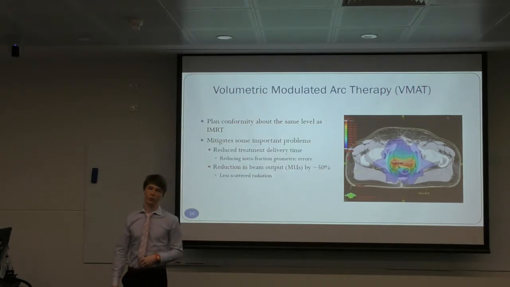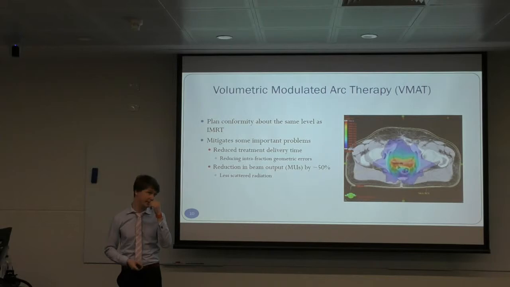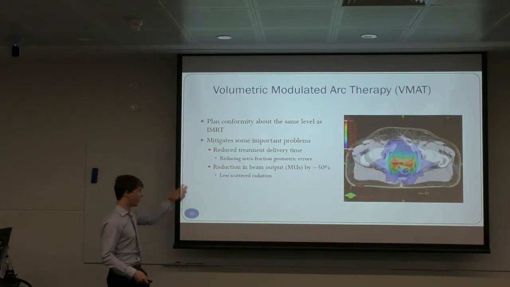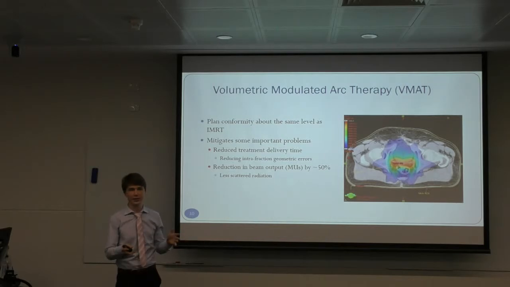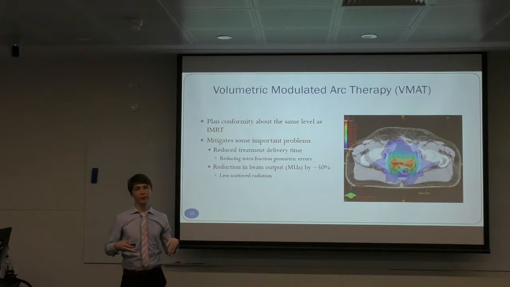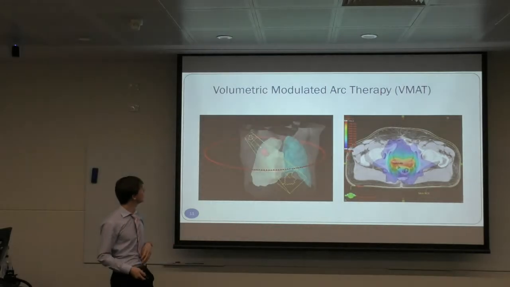And it's got some important benefits. So you've got reduced treatment delivery time. The patient's not sitting there for as long, so there's less geometric error. And you've also got less scatter radiation, so it's a bit safer for vision.